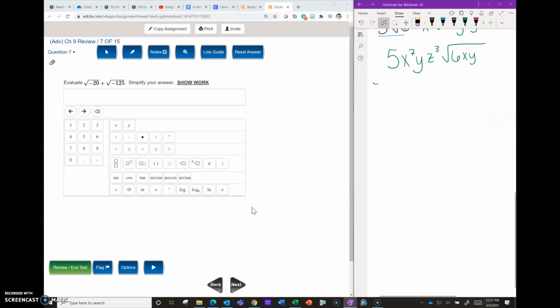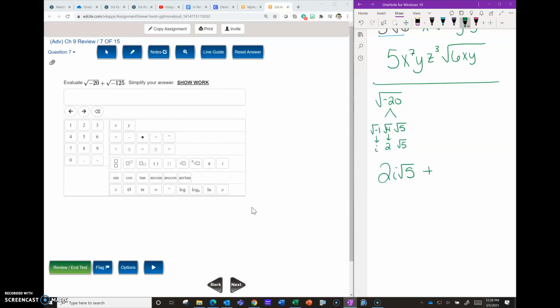Here's another one that asks you to show your work. The square root of negative 20, we can simplify into the square root of negative 1, and then we take 20 and split 20 up into 4 and 5. 4 is a perfect square. That would be 2. The square root of negative 1 is i. So this is 2i square root of 5.